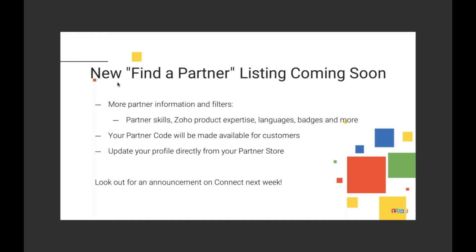We'll make your partner code available to the customers right on your partner listing. And the best part is you can update your listing directly from your store. So you basically don't have to reach out to six other people in Zoho to make sure that updates are done in time. You just update it in your store, update your profile, just like you'd update your LinkedIn profile or your Facebook profile. We just take a quick glance, approve it, and done. Your profile will be updated online in just a few minutes.